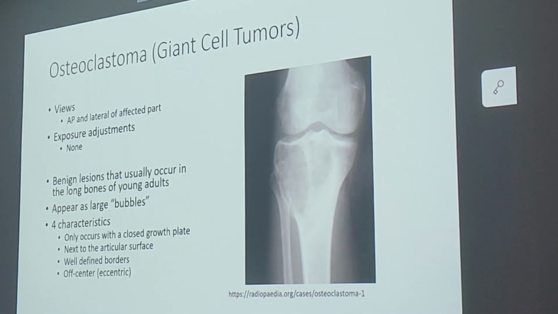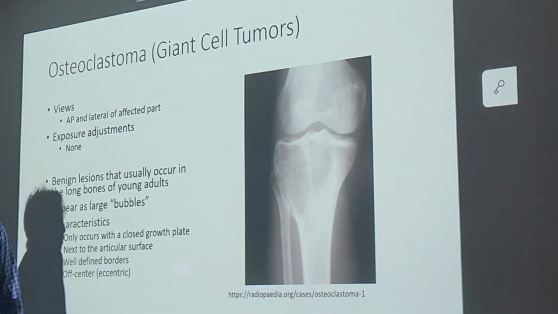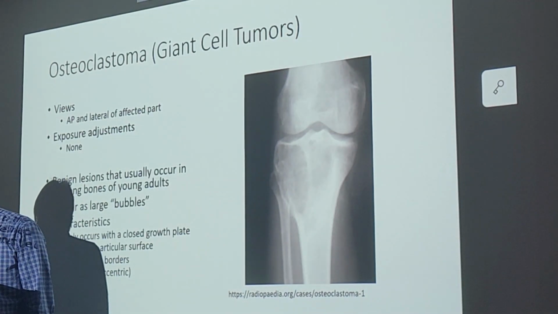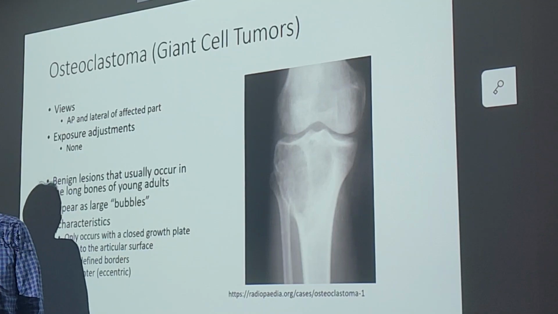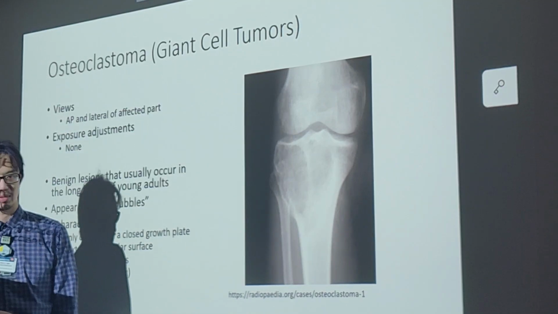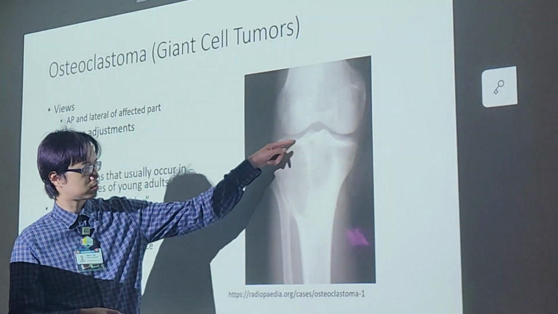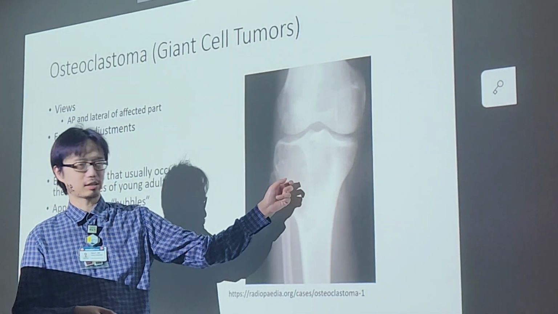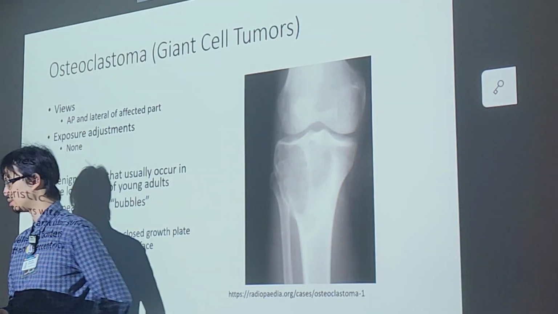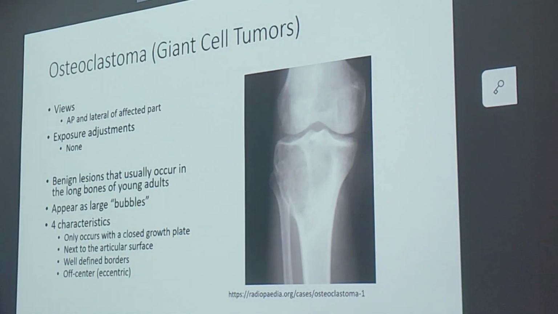So osteoclastoma, giant cell tumors. These look a lot like something else, don't they? Bone cysts. Yeah, they look a lot like bone cysts. What's the difference? It's hard to say. Is it the shading there? So yeah, they don't look as radiolucent as bone cysts do, do they? So maybe that's one hint.